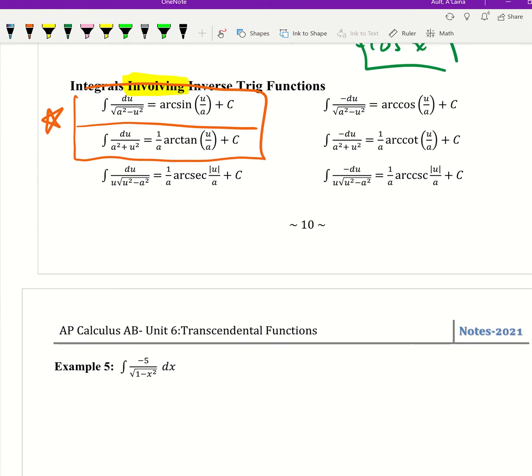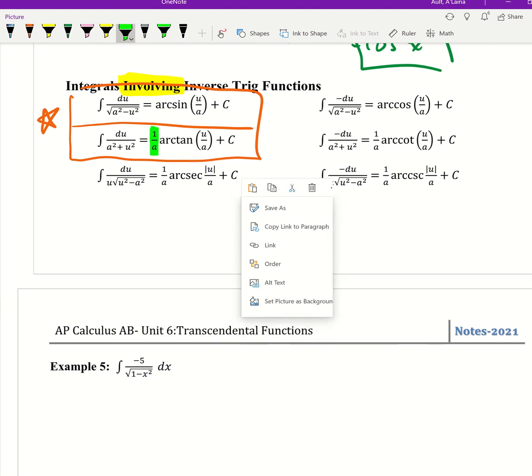Something else I just want to point out on this formula is that the one involving inverse tangent has a surprising 1 over a in the front here as a multiplier. You're going to really want to watch for that if you see something that looks like that form.